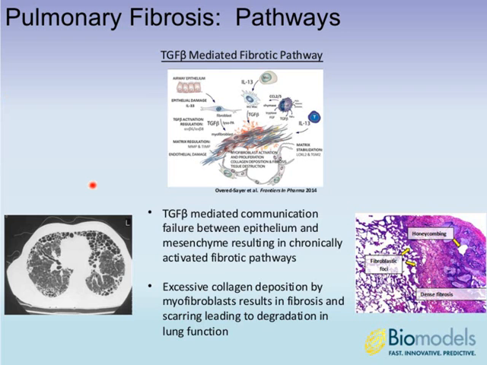You can see the CAT scan on the left of a human with IPF. You see significant honeycombing, and this is also present in histology, where you can see both very dense fibrosis as well as some of the honeycombing that you see in the CT scans.